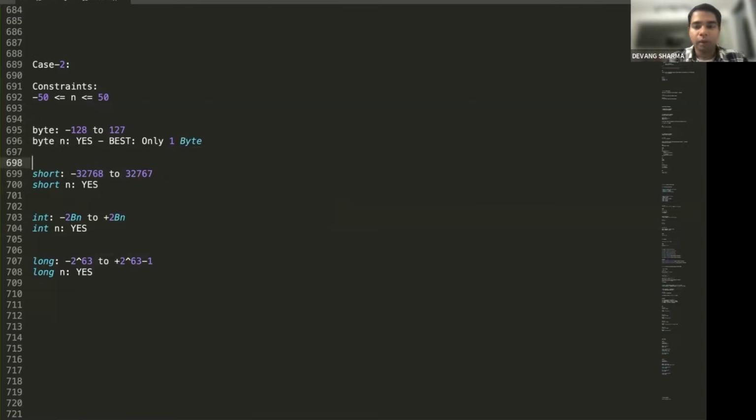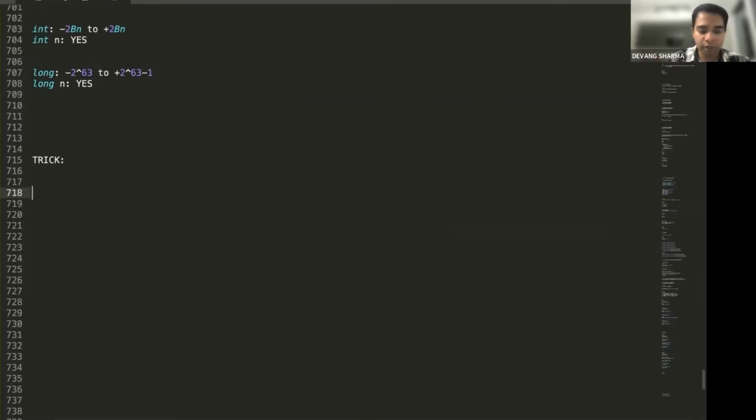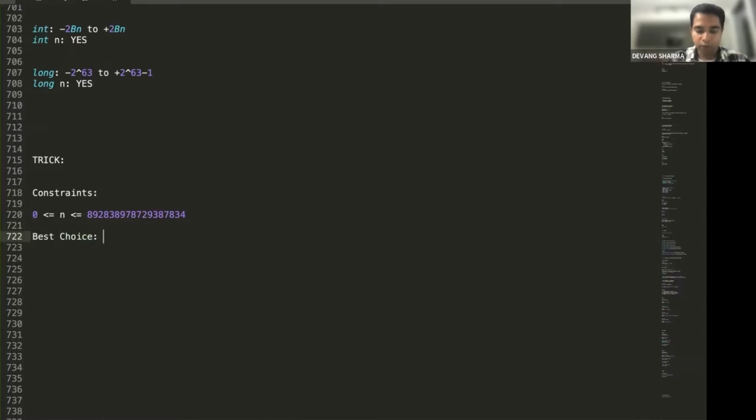That's all. Now moving to the last part, I will give you a trick so that when you deal with the next similar type of question, you know exactly what to go for. I'll keep on giving such tricks during the course. So given a constraint like 0 less than or equal to n less than or equal to something like this, what is the best choice here? Long.